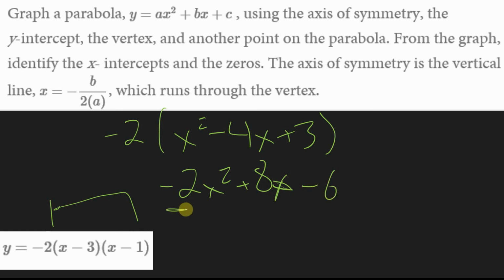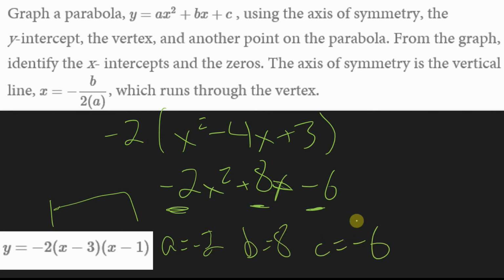So then, here's your A, negative 2, B, 8, C, negative 6. So I'll just write that down for you. It's A equals negative 2, that's a 2, B equals 8, and C equals negative 6. So you just take these two numbers, and you're going to plug them back into the formula like we did before to find the vertex. And of course, once you have the vertex, you have the axis of symmetry.